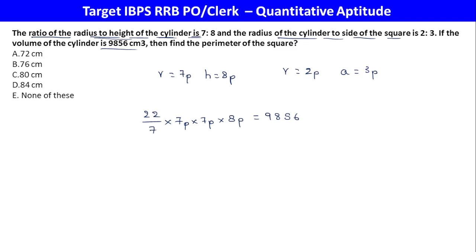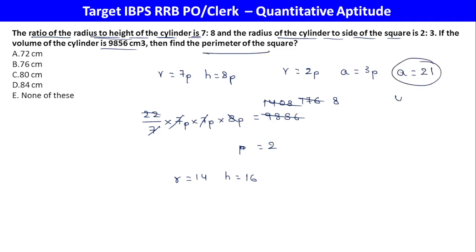7 gets cancelled. 7 times 8 is 56, and 22 times 8 times a cube gives the value of 1 part as 2. The radius is 7 times 2, 14, height is 8 times 2, 16. 2 parts is 14, so 3 parts, the side of the square, is 21. Perimeter of the square 4a, which is 84 centimeters.